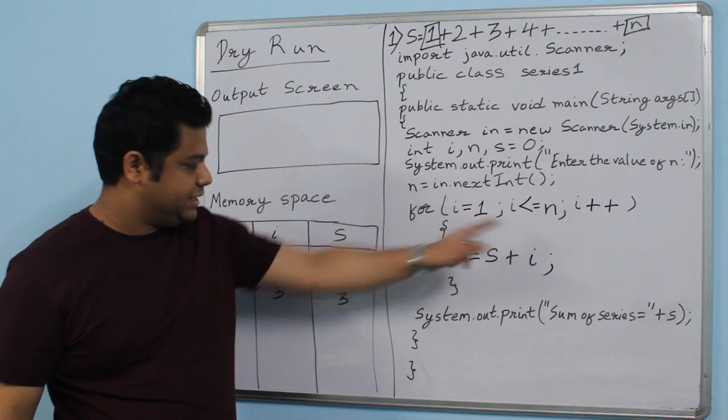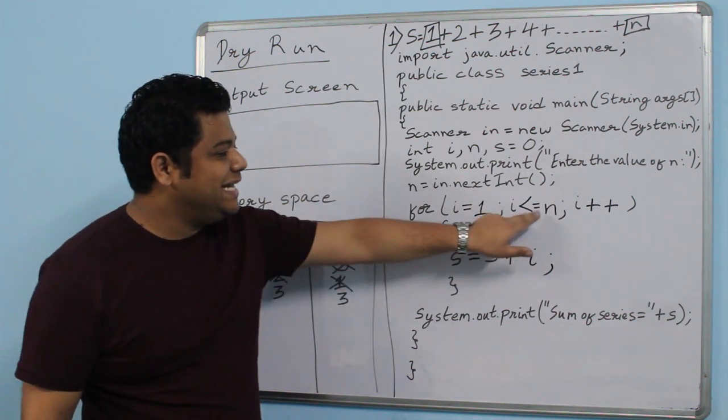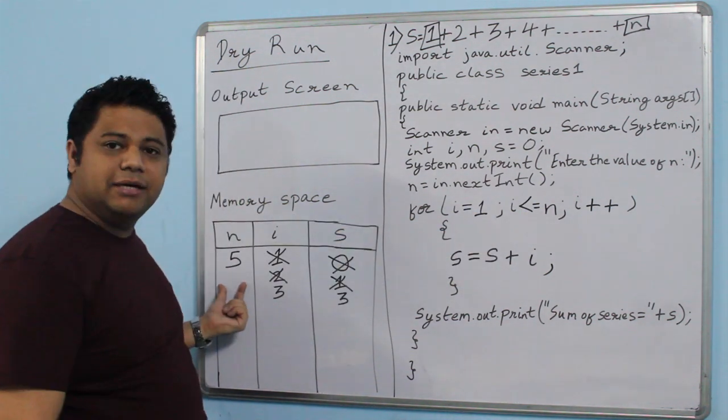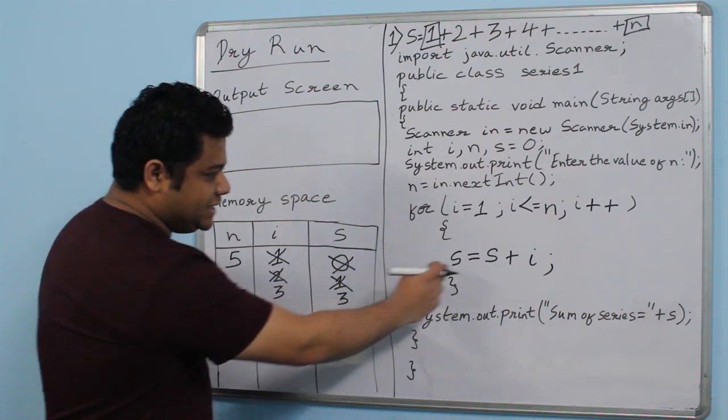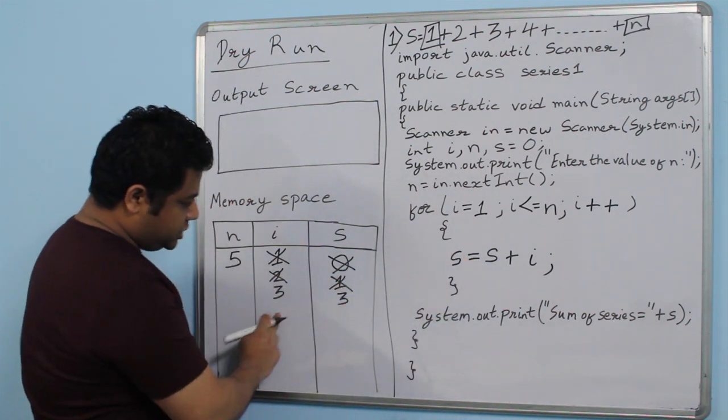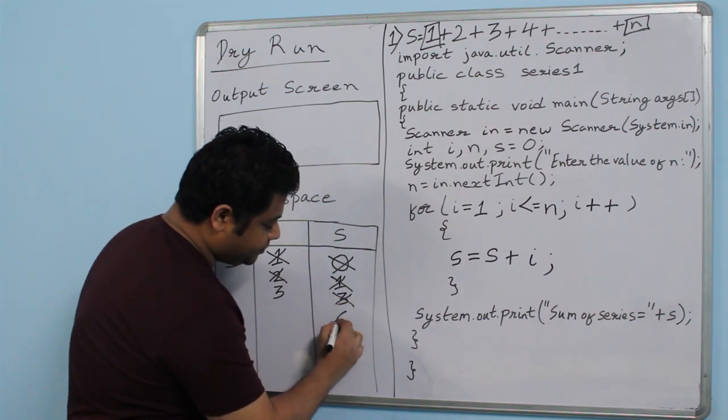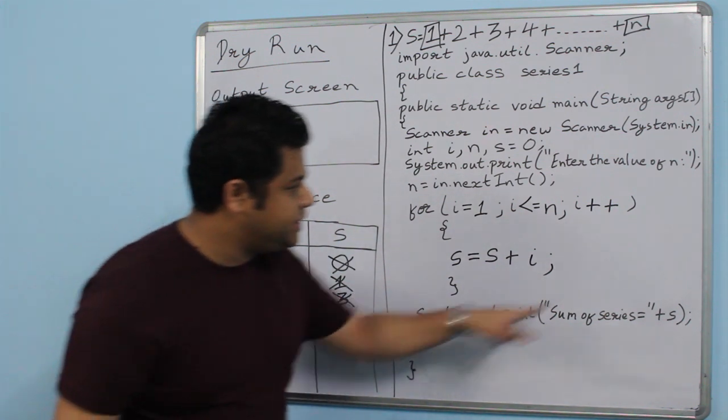Again the condition is checked. 3 is less than or equal to N. So again the condition becomes true because the value of N is 5. So true means again you are going inside. So S equals S plus I, so 3 plus 3. So the new value of S will become 6. Again the same thing you are repeating.